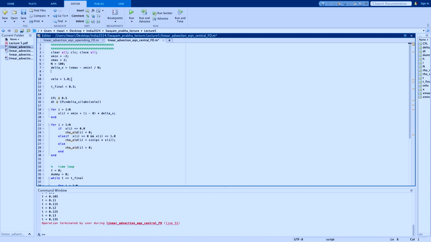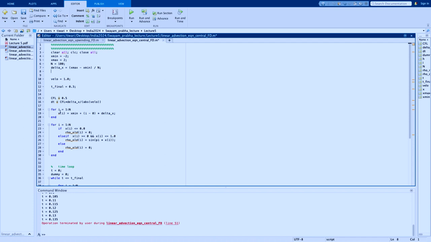The velocity a is now a constant, which I define as 1, and I run up to final time t equal to 0.3. Now I choose a CFL number, because the CFL number should be less than 1. For safety, I have taken 0.5. With the help of the CFL number, I take delta t as the CFL number times delta x divided by the absolute value of velocity, because velocity can be negative or positive. Delta t should always be positive, therefore I have taken the absolute value.